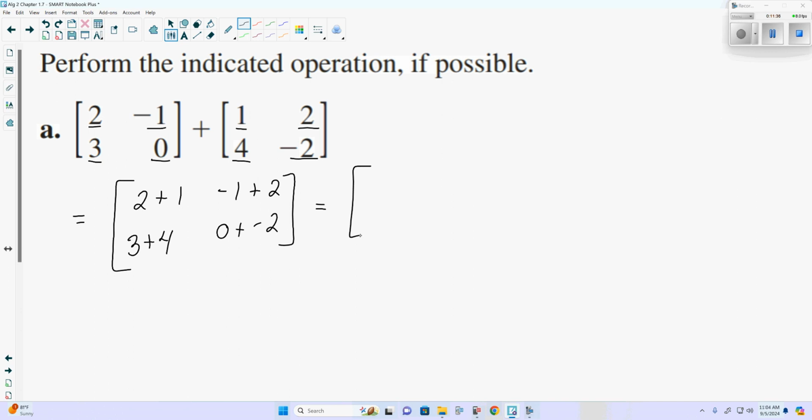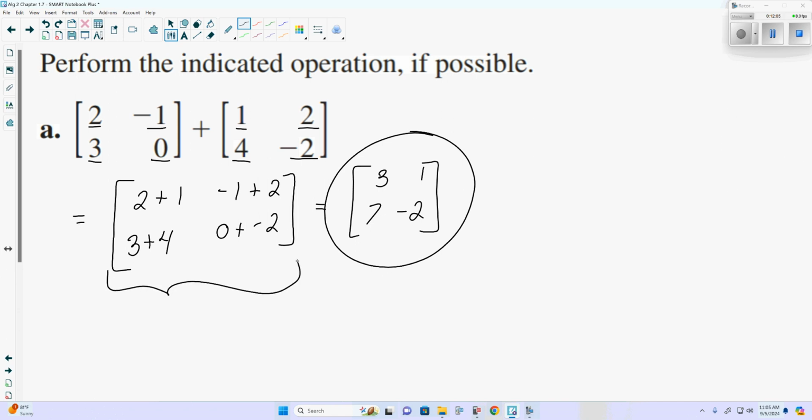2 plus 1 is 3. Negative 1 plus 2 is 1. 3 plus 4. 0 plus negative 2. That's it. I mean, that's really it. Is it necessary that we have to do this step? Well, no. But if it helps you see what's going together, it's easier to do. Yeah, 2 plus 1, negative 1 plus 2, 3 plus 4, 0 plus negative 2.